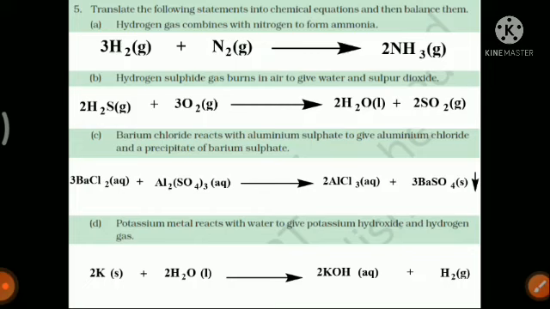Okay, so now D, potassium metal reacts with water to give potassium hydroxide and hydrogen gas. So the formula of potassium you know, the formula of water you know, and potassium hydroxide is KOH, because the valency of potassium is 1 and the valency of hydroxide ion is 1, therefore you will get the formula as KOH and hydrogen gas, and then you have to simply balance it. Okay, so very easy questions.